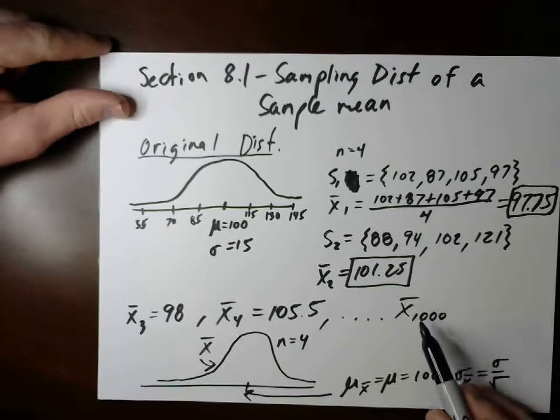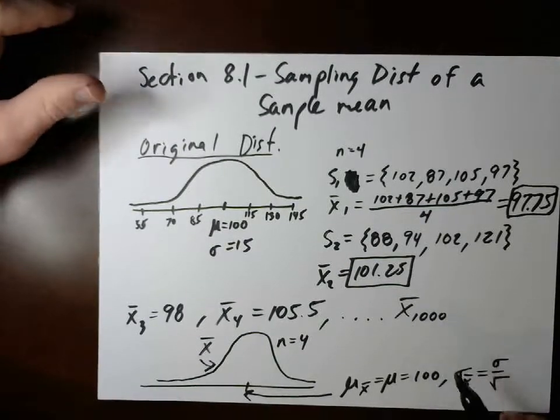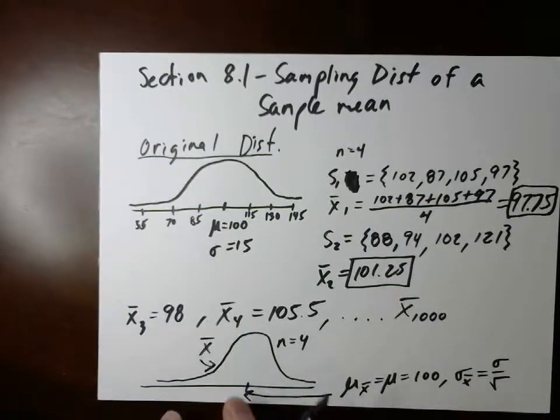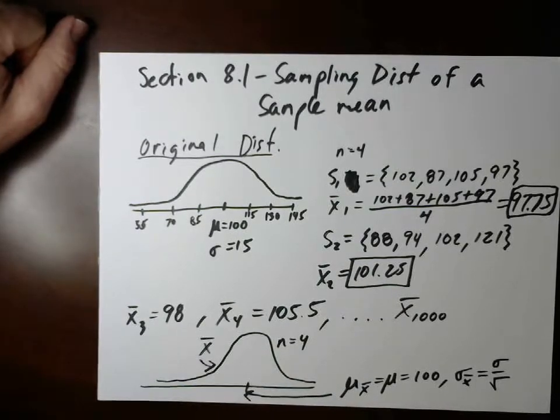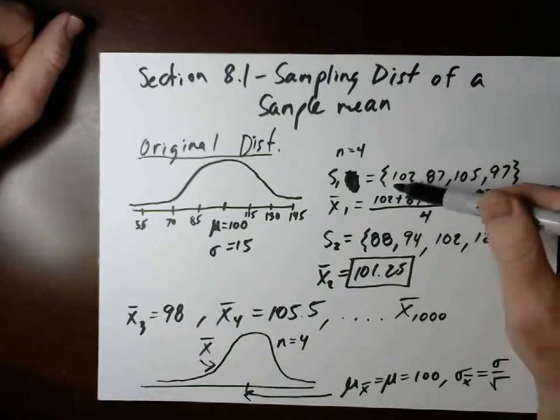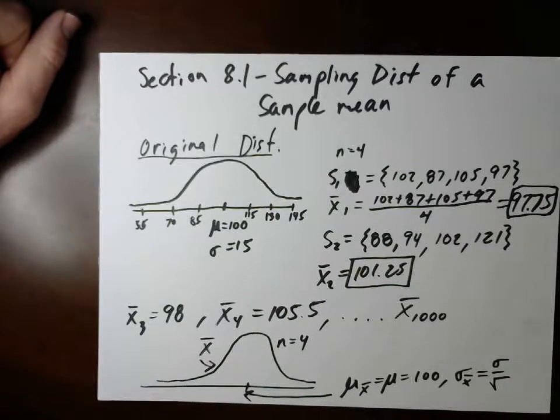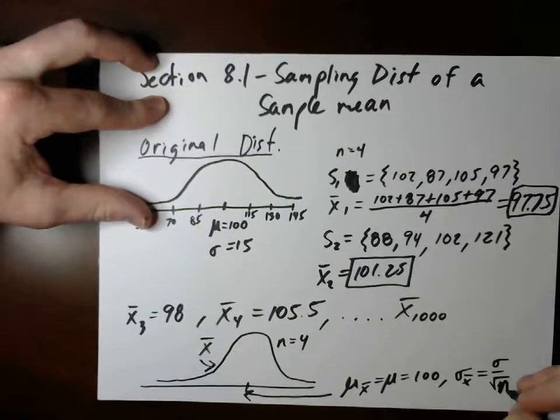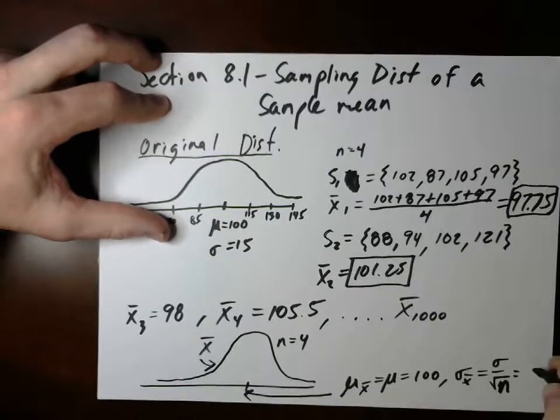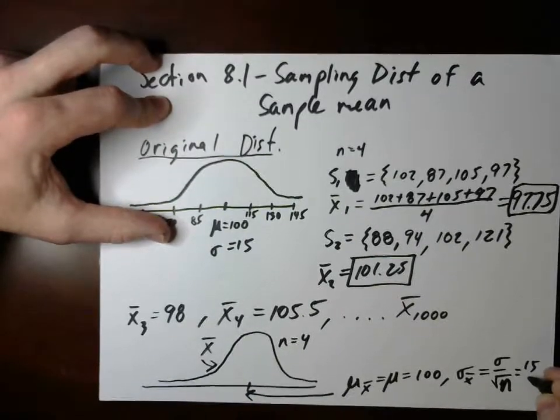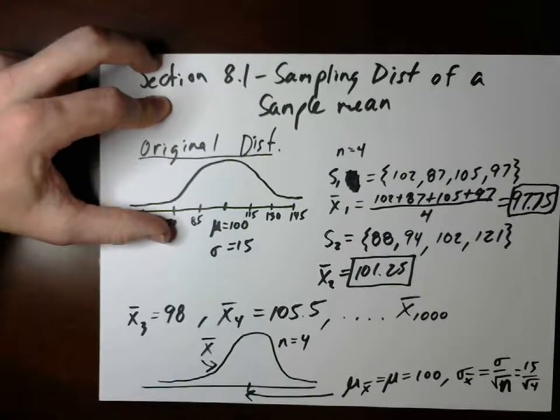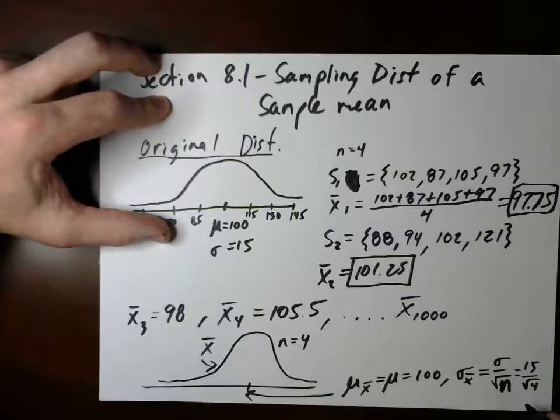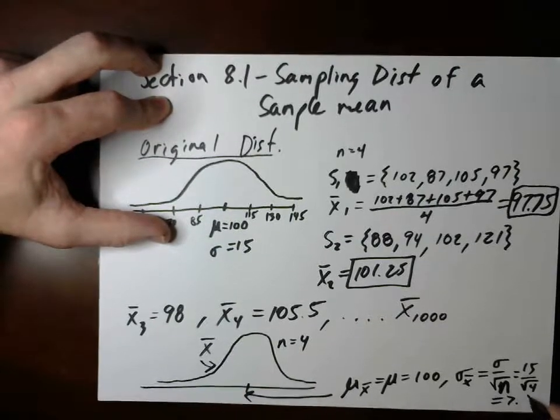Now that would be sigma divided by the square root of n. Now n is not 1,000. 1,000 represents taking a large sampling, so we have the shape of this distribution. n is actually how many values we gathered in each sampling, which is n equals 4. So that is equivalent to 15 divided by the square root of 4, which in this case is 7.5.